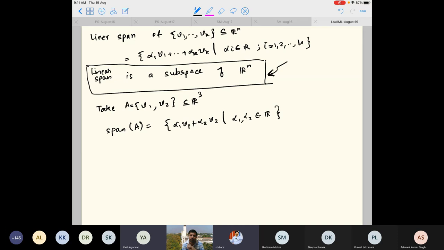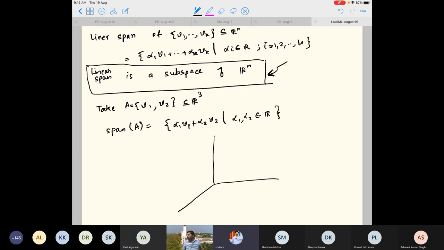If v1 and v2 are zero, that will be the trivial case, and the span of A will be zero. Correct. If they are constant multiples of each other, it will be a line. And if they are not, then it will be a plane, the plane passing through the origin spanned by these v1 and v2, right?